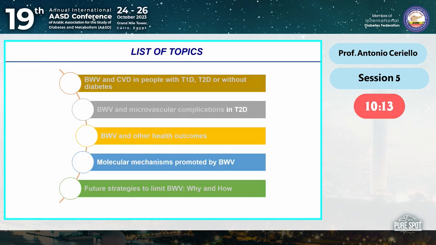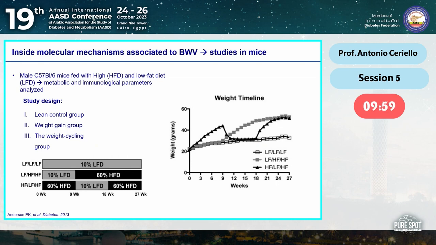But how does this work? Meaning, okay, why if the weight goes up and down, can it be even worse than having a stable overweight? This is the key question. These are some data in animals, but I will show some also in human studies. And trust me, there are not so many papers on this topic in terms of physiopathology, because this concept, even if I showed you that the first paper was published more than 30 years ago, has raised interest only recently when some evidence was coming out again.